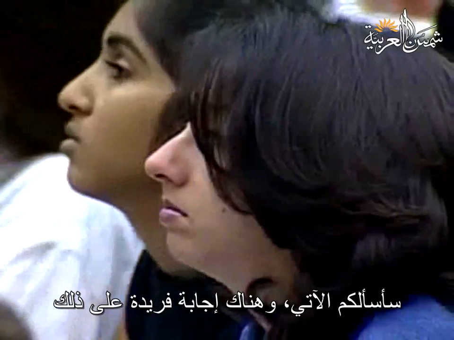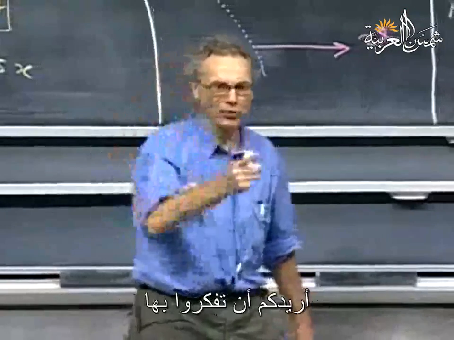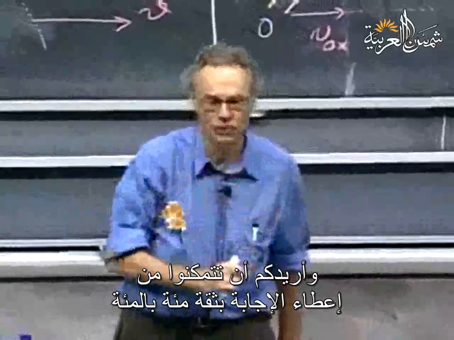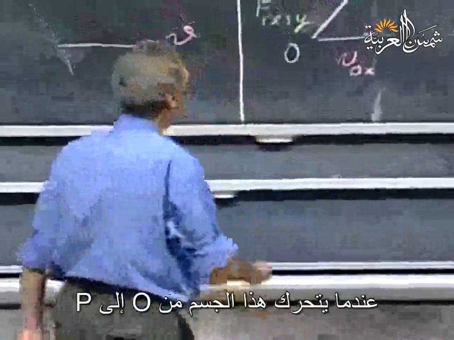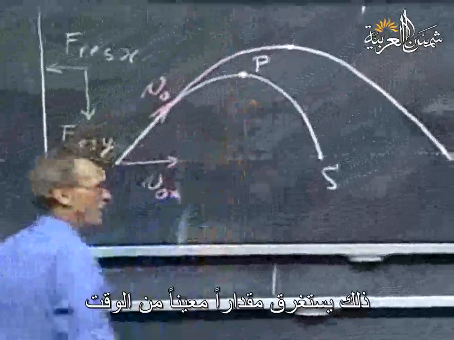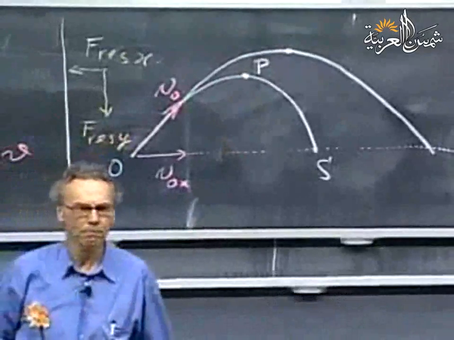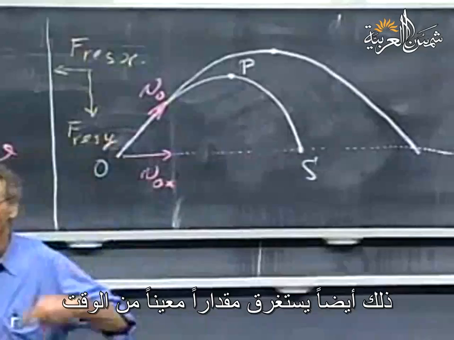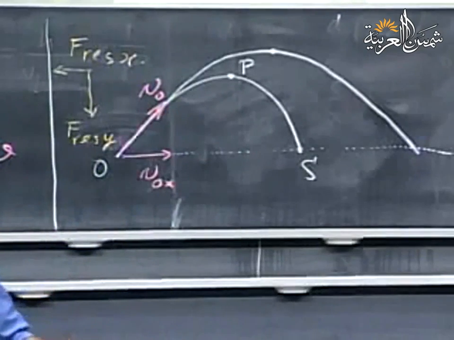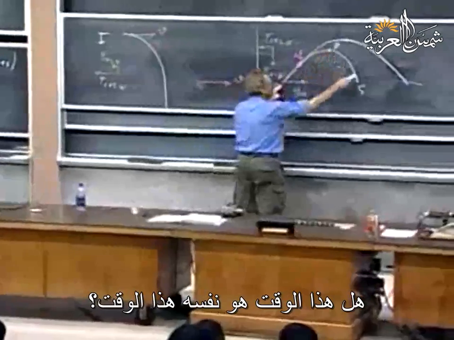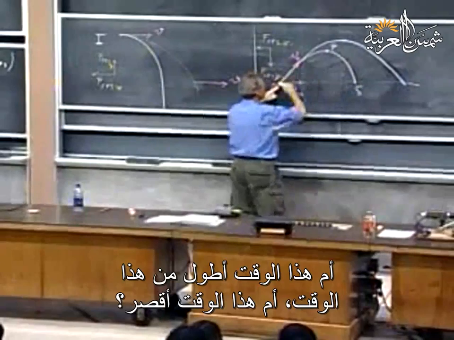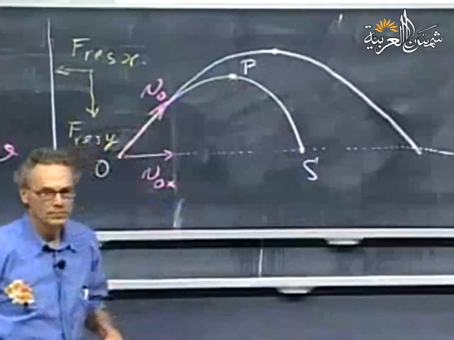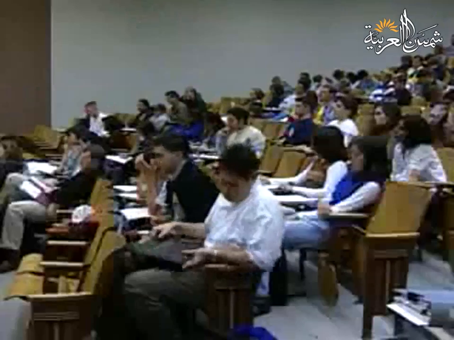Okay, now comes my last question. I'm going to ask you the following, and there's a unique answer to that. I want you to think about it, and I want you to be able to give that answer with total 100% confidence. When this object goes from O to P, that takes a certain amount of time. When it goes from P to S back to the ground, that takes also a certain amount of time. Is this time the same as this time? Or is this time longer than this time? Or is this time shorter? Think about it. See you Friday.